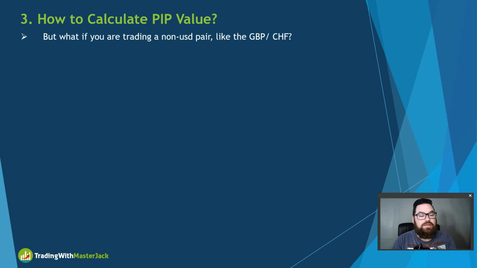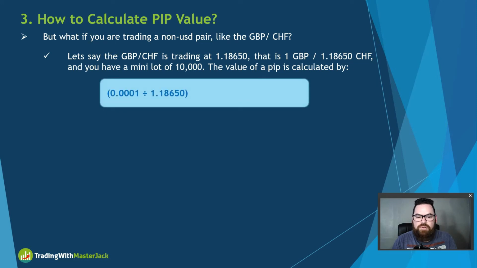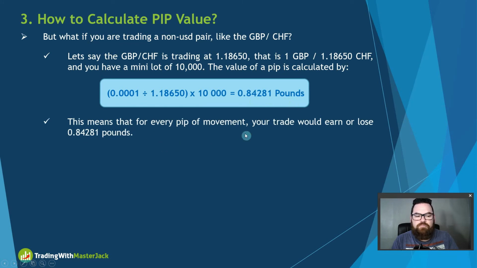But what if you are trading a non-USD pair, like the pound and the Swiss franc? Let's say the pound and Swiss franc is trading at 1.18650, that is 1 pound to 1.18650 Swiss francs, and you have a mini lot of 10,000 units. The value of a pip is calculated by taking the 0.0001, which is the position of 1 pip, divided by the exchange rate of 1.18650, and then you multiply it by 10,000, that is your lot, and that'll give you this value of 0.84281 pounds. So therefore this means that for every pip of movement, your trade would earn or lose 0.84281 pounds, much similar to the previous example.